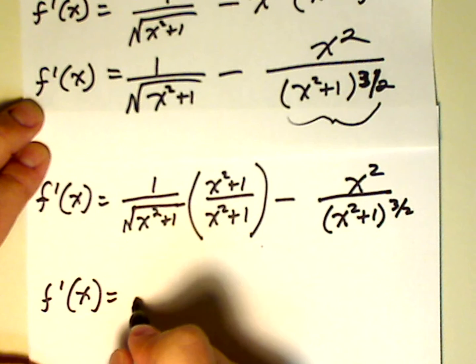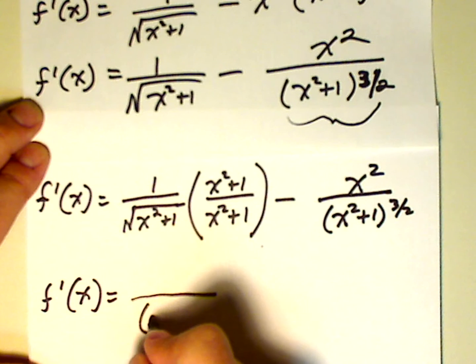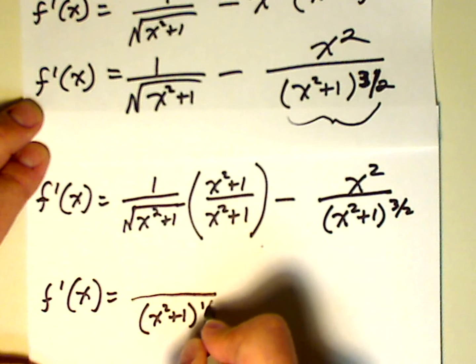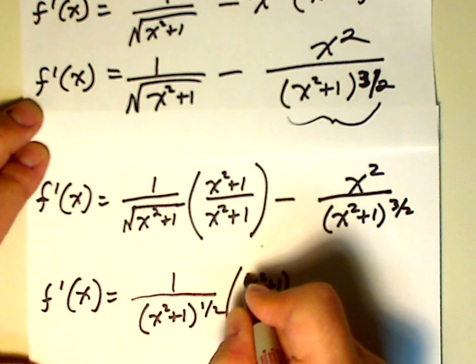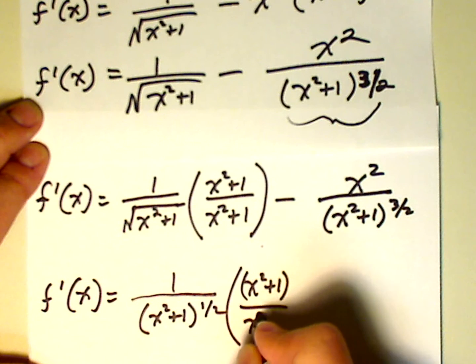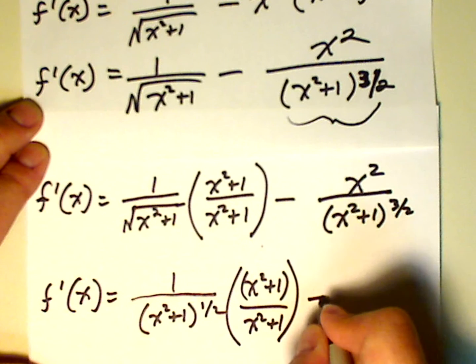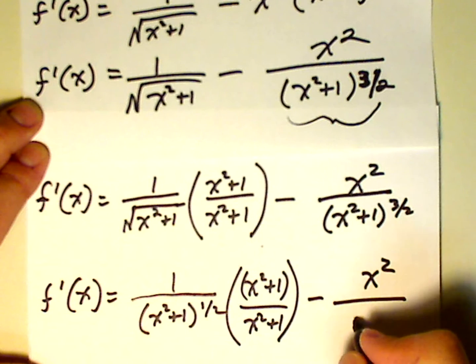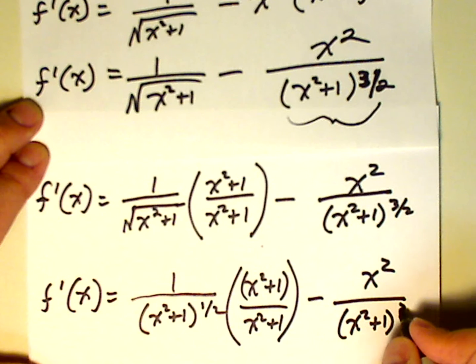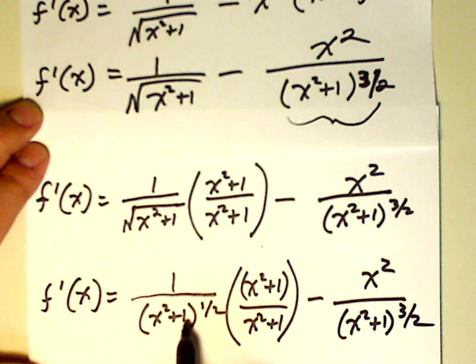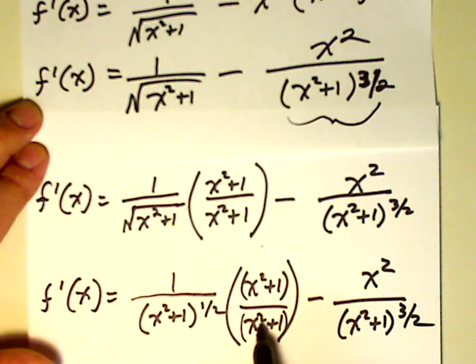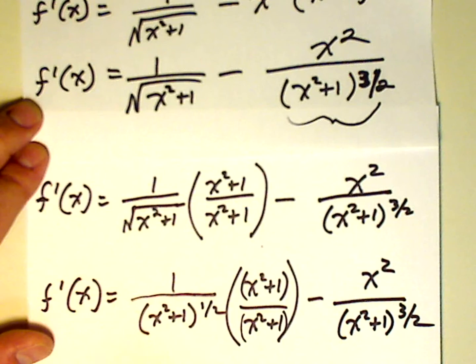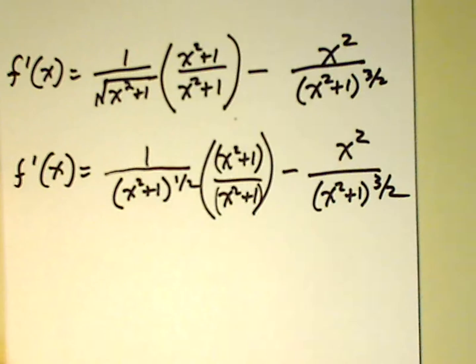Let me just rewrite this and show you what's going on. This is x squared plus 1 to the 1 half times x squared plus 1 over x squared plus 1, over x squared plus 1 to the 3 halves here. So when I take x squared plus 1 to the 1 half and multiply it by x squared plus 1 to the 2 halves, or 1, this is just x squared plus 1. We're going to wind up with, let me get rid of this now.